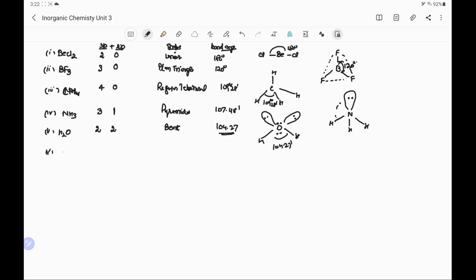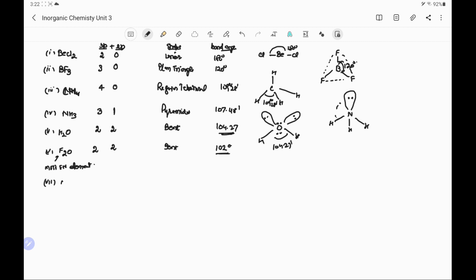Next example is F2O. Here F2O has 2 bond pairs and 2 lone pairs. Therefore, its bond angle is 102 degrees. It also has a bent structure. And here more distortion takes place because oxygen has 2 lone pairs, and also fluorine is the most electronegative element. So it also affects the repulsion.